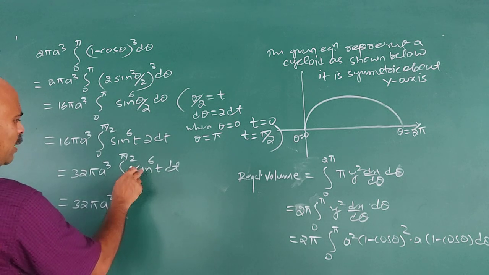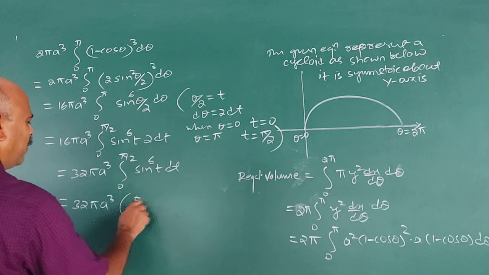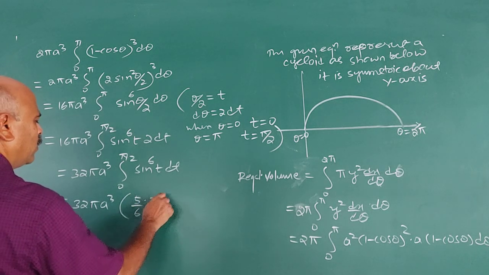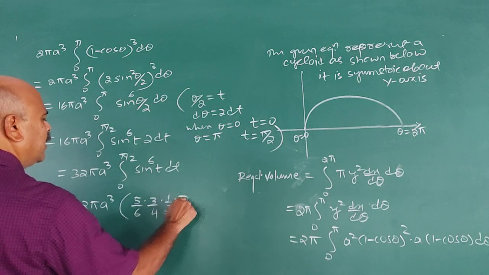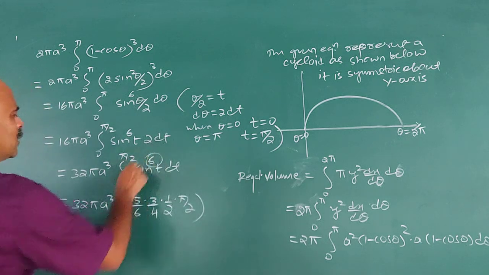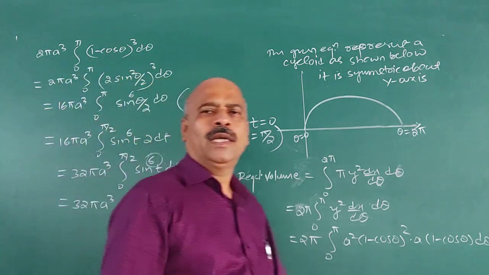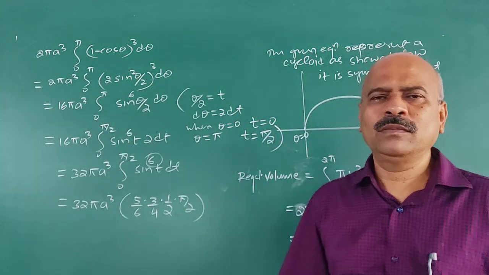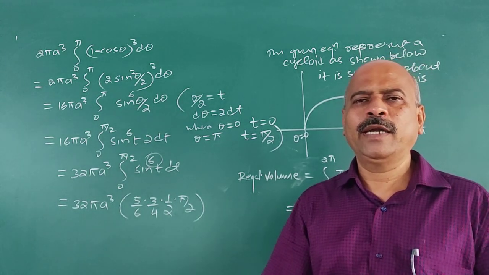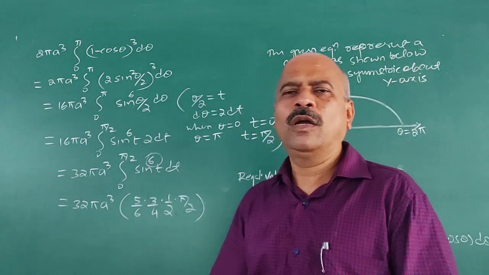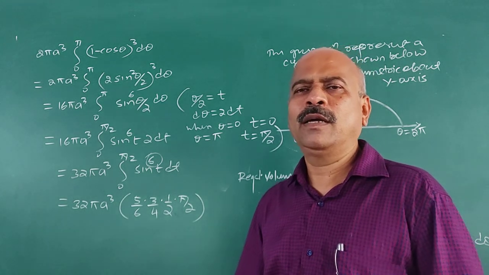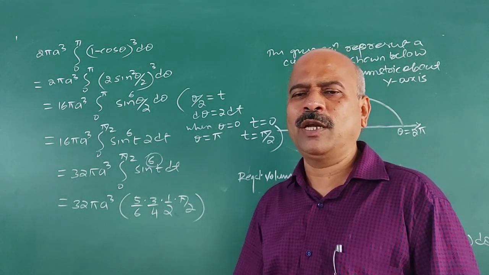What is the reduction formula? (n minus 1) by n, 5 by 6, 3 by 4, 1 by 2 into pi by 2, because it is even. If it is even, then it is pi by 2. I think all of you understood the formula. That was the first topic, reduction formula.